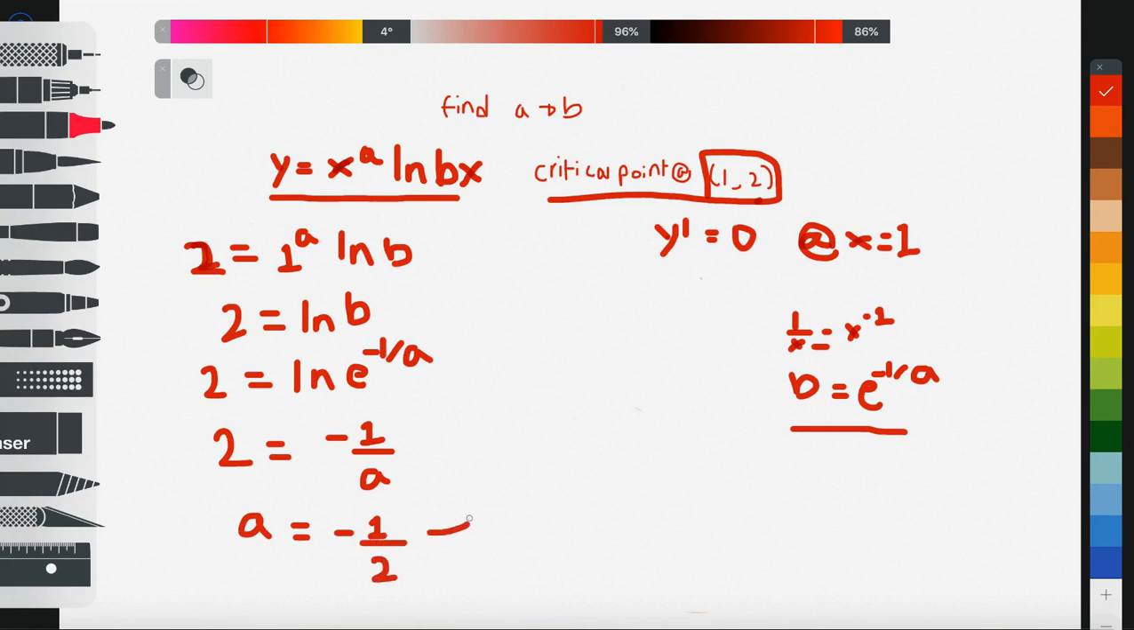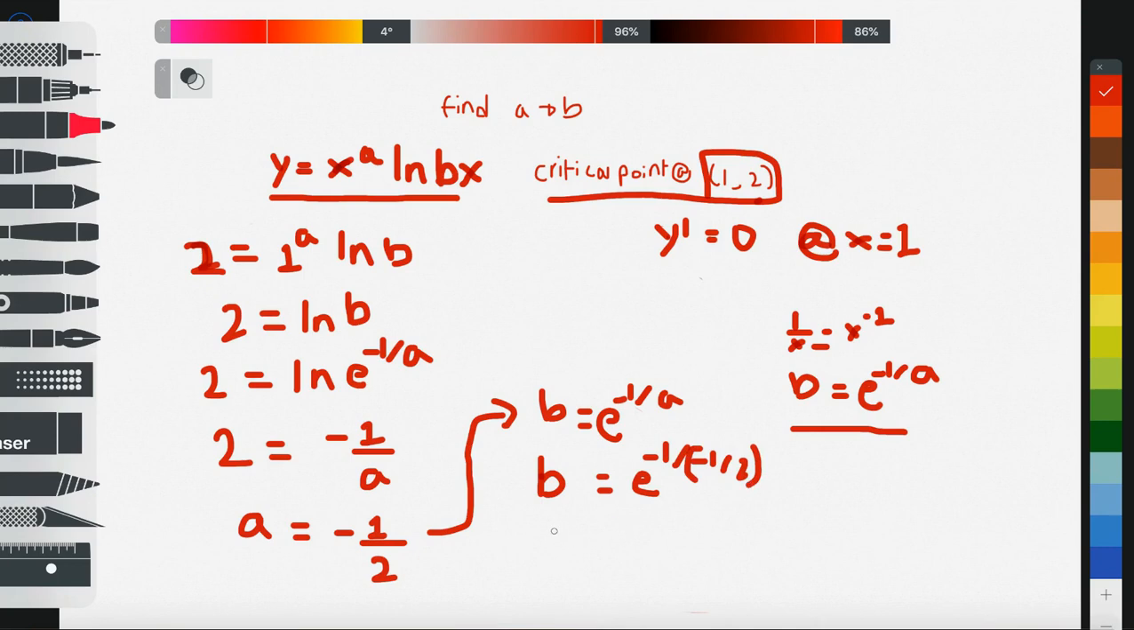Right. So we can just plug that back into b. This is our b value, which we got from evaluating the derivative at the critical point. And so we substitute our a value, e to the power negative 1 over negative 1 over 2, in parentheses. And so b equals e to the power of 2. And that is our final answer.